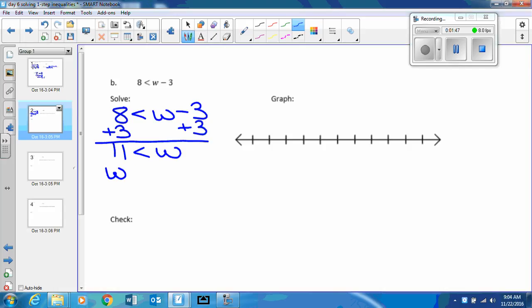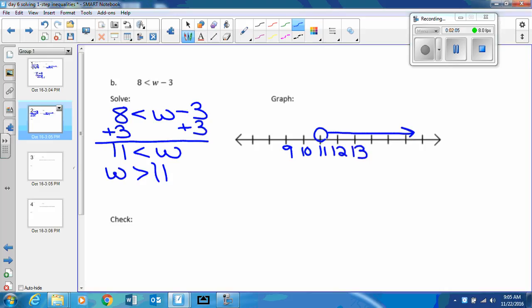Before I graph, I like to rewrite it with the w written first. So that's the same thing as saying w is greater than 11. So on my number line, I put 11 in the middle. It's open at 11, shade towards the right.